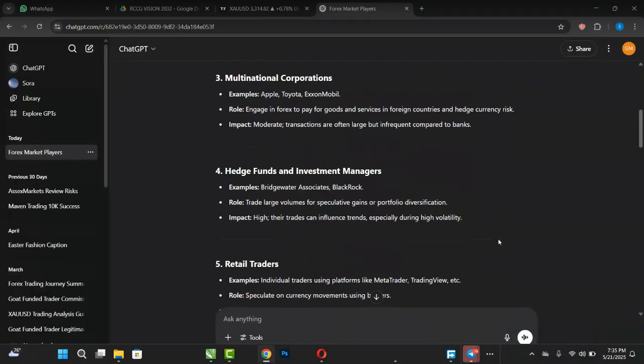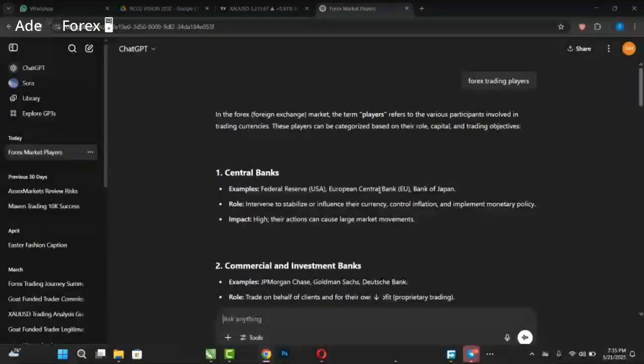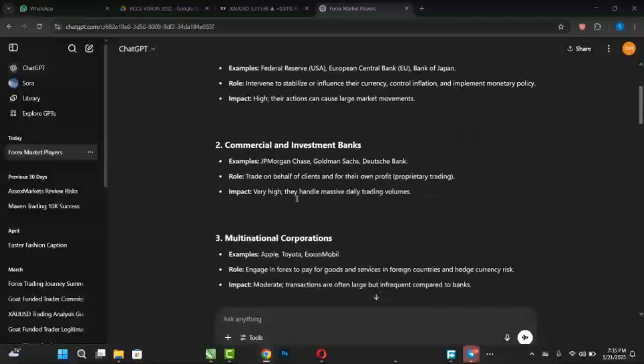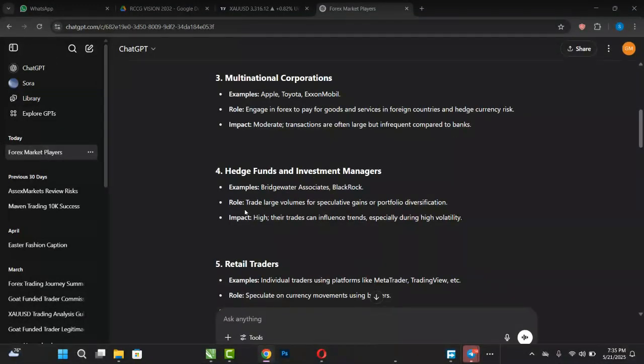Then we have hedge fund and investment manager. Example of them is Bridgewater Associates, BlackRock. So I believe you saw the prompts I used to check for this. So if you want to study later, you can go through this list as well. So hedge fund example, their role, trade large volume for speculative gains or portfolio diversification. So the same way we are speculators, these ones are too.